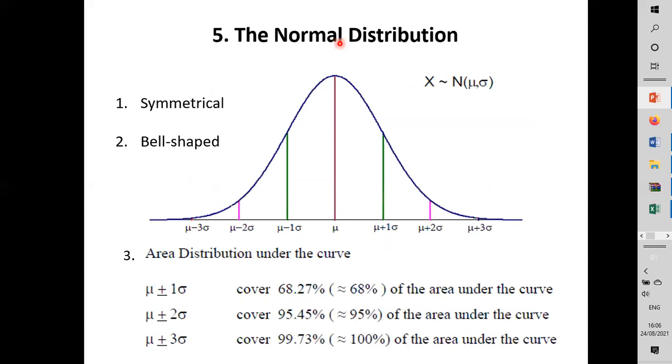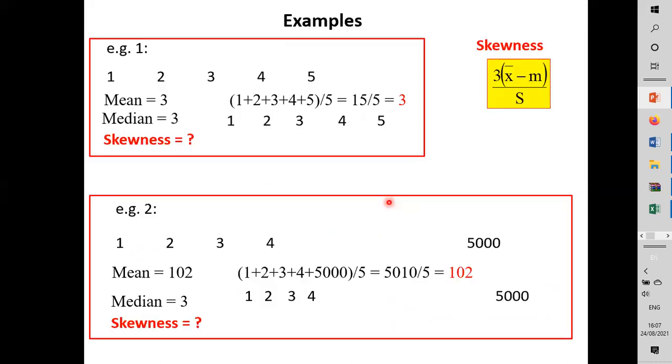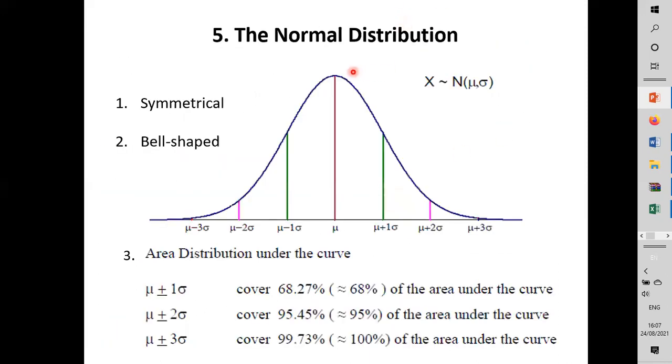Normal distribution. So for normal distribution, there are three characteristics here, three conditions. First condition: it must be symmetrical. Does this graph look symmetrical? Yes. We cut here, you get two equal halves, right? To be symmetrical, what must you have? The mean and median must be close, right? So first, mean and median close, symmetrical.